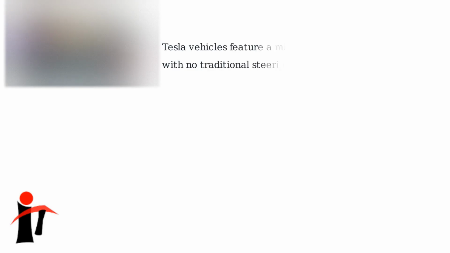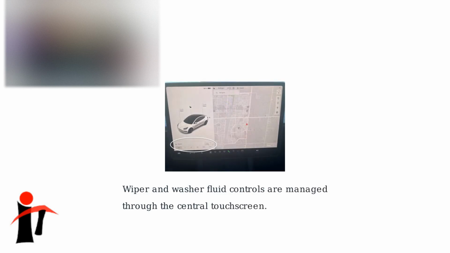Tesla vehicles like the Model 3, Y, S, and X have a minimalist design with no traditional steering column stalks. Wiper and washer fluid controls are managed through the central touchscreen. To activate your wipers, tap the controls icon on the touchscreen, usually a gear or car outline. Then select Service or directly the Wipers option, often located under Vehicle Wipers in newer software.